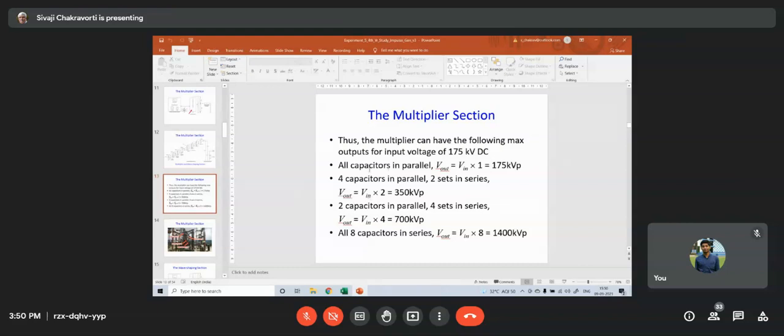With all capacitors in parallel, I get 175 kV. You can see the bullet. Four capacitors in parallel, two sets in series, I get double the voltage. Two capacitors in parallel, four sets in series, I get four times the voltage. All eight capacitors in series, I get eight times the voltage. So that's how we adjust the different stages.